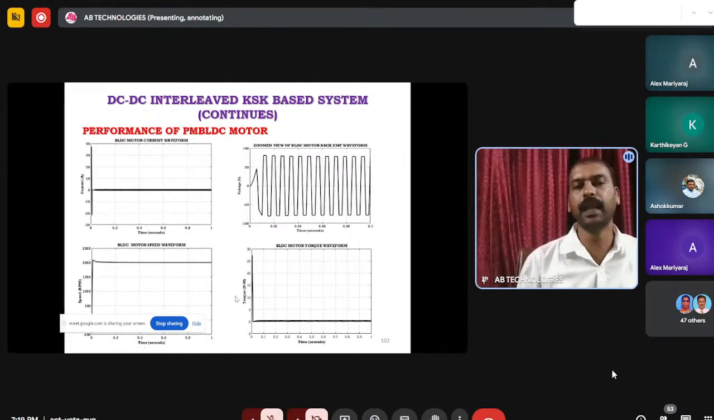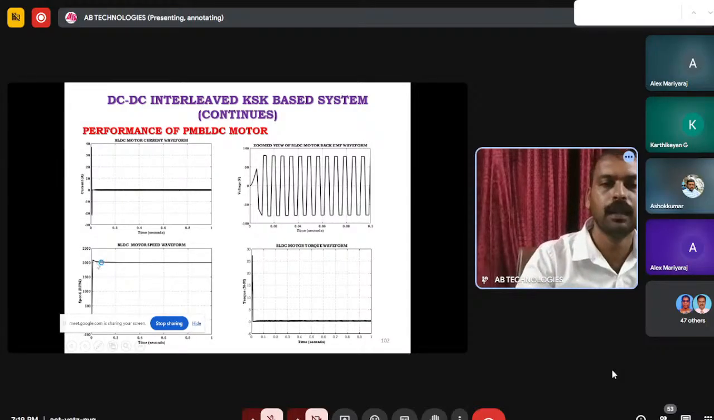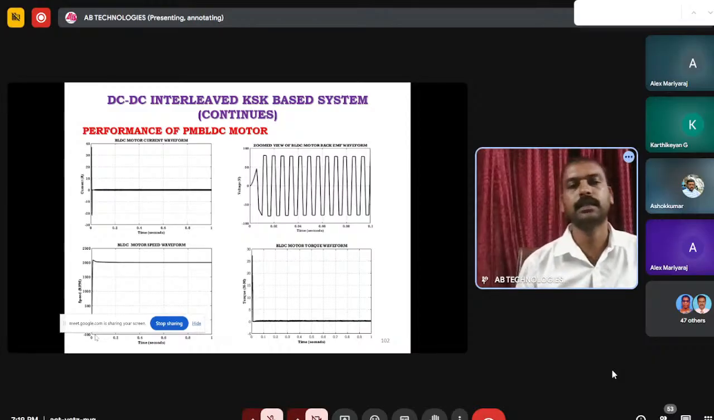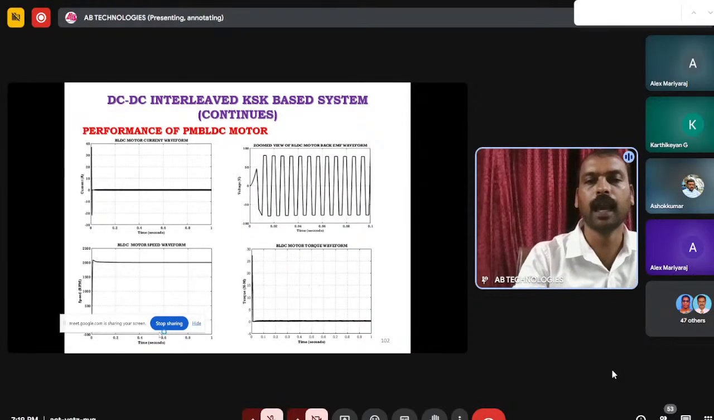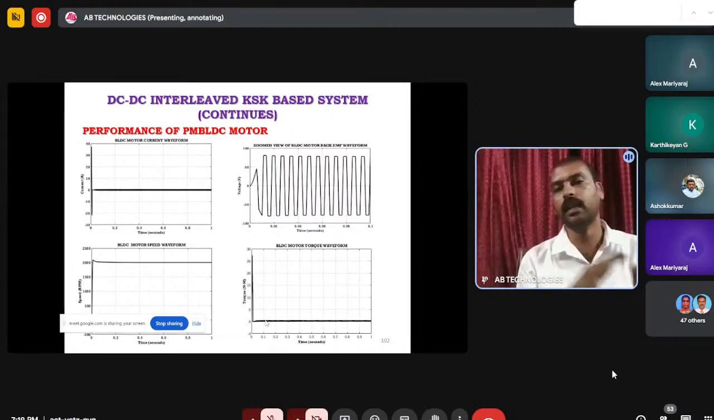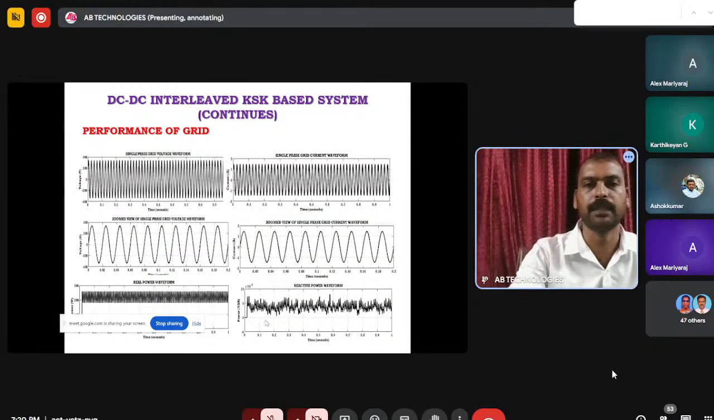So this is the PMBLDC motor side. You can see with the conventional PI controller, I am getting a settling time of around 0.001 only. So immediately it's getting settled because of the optimized output. Here the torque ripples are also very low. This converter maintains continuous output current, so in the PMBLDC motor there is no need to go for an additional torque control topology. This converter alone will reduce the torque ripples.